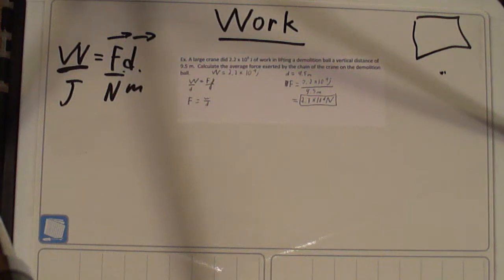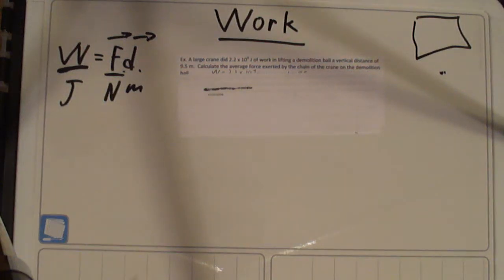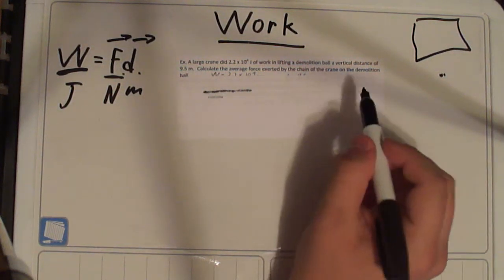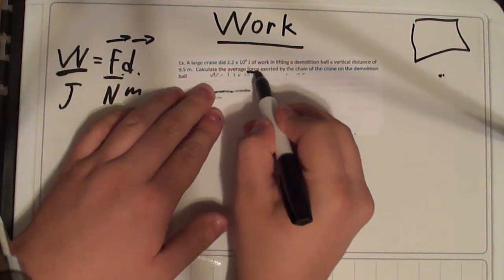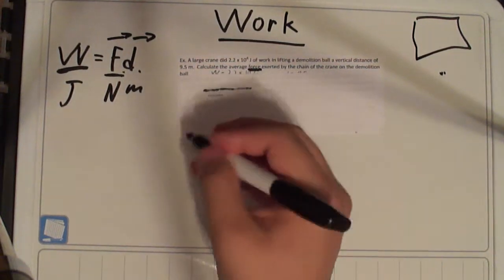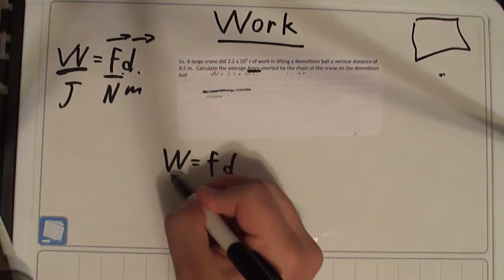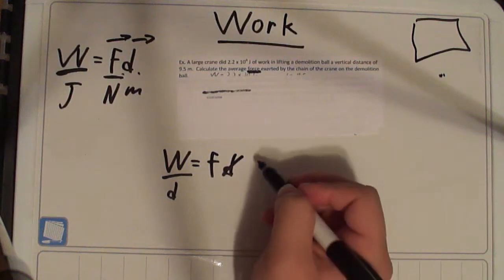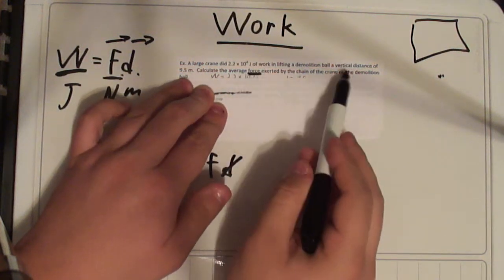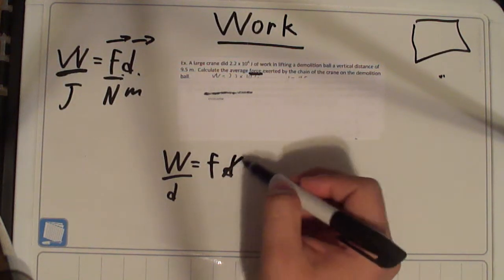A large crane did 2.2 times 10 to the 4 joules of work in lifting a demolition ball a vertical distance of 9.5 meters. Calculate the average force exerted by the chain of the crane on the demolition ball. Okay, so we're looking for average force. So this is only 3 variables, so it's very easy to change. Work equals force times distance, divide by distance. You now have your force. So you have 2.2 times 10 to the 4 joules of work, a vertical distance of 9.5 meters.